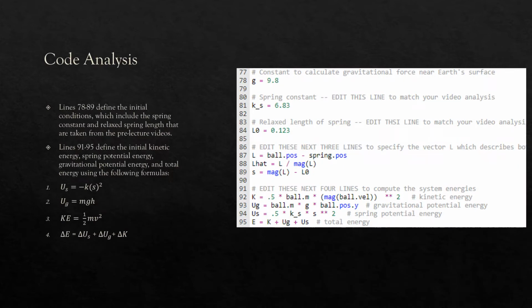Code analysis. Lines 78 through 89 define the initial conditions, which include the spring constant and relaxed spring length that are taken from the pre-lecture videos. Lines 91 through 95 define the initial kinetic energy, spring potential energy, gravitational potential energy, and total energy using the following formulas.